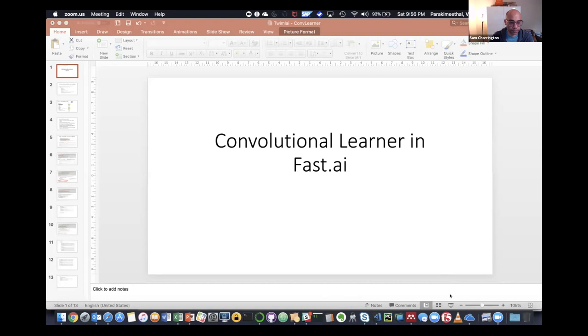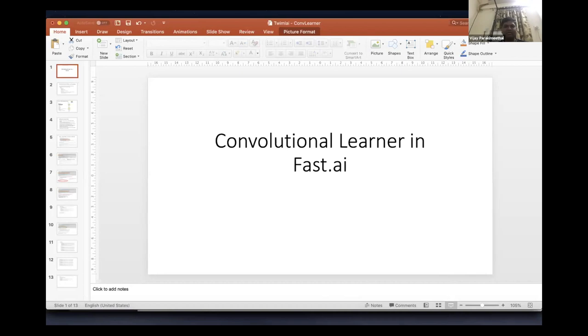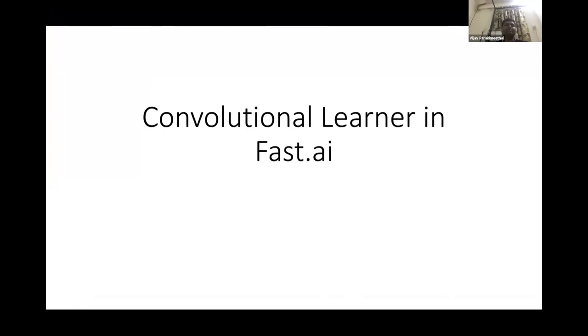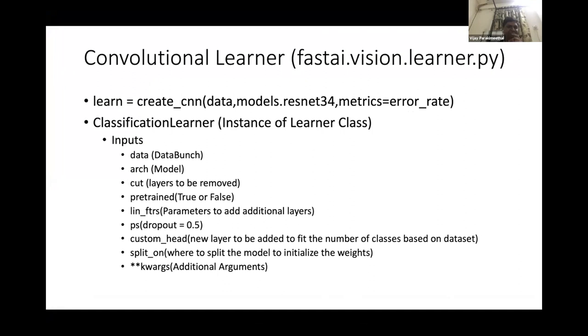So basically we all did lesson one, and when we did learn equals create_cnn, the data and the model, and then we went on to fit, we realized that we could create world-class models, right? So I just wanted to understand what goes on behind those three lines of code that makes it accessible for us to do what we can do. So in that endeavor, I went ahead and tried to do a double click on the Fast.ai library. What we see is learn equals create_cnn, which has the parameters of data, the architecture, which in this case is ResNet-34, and then the error rate metric.